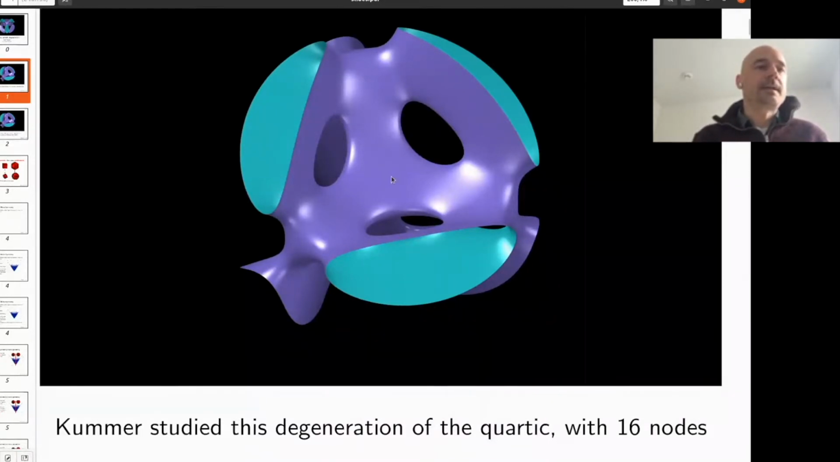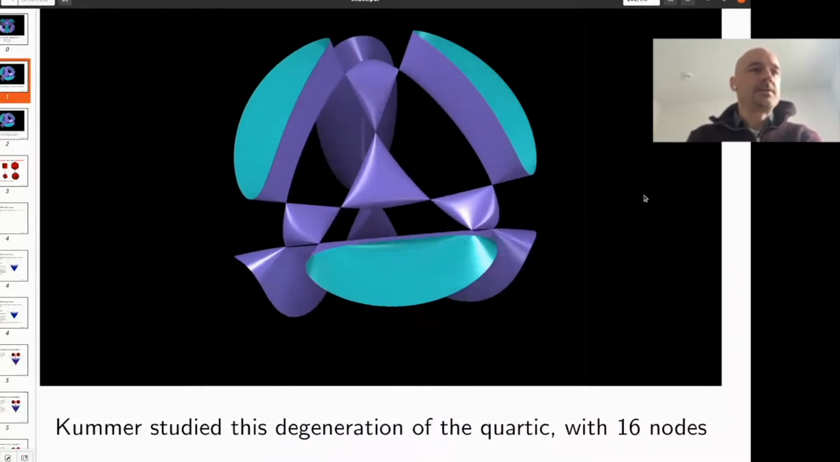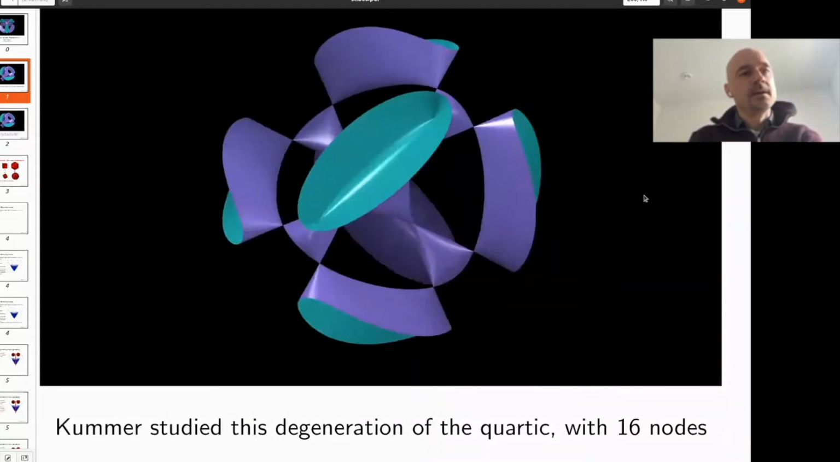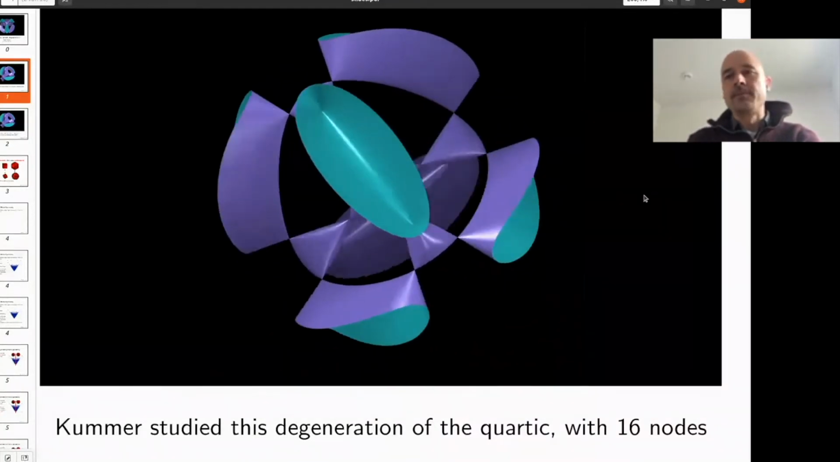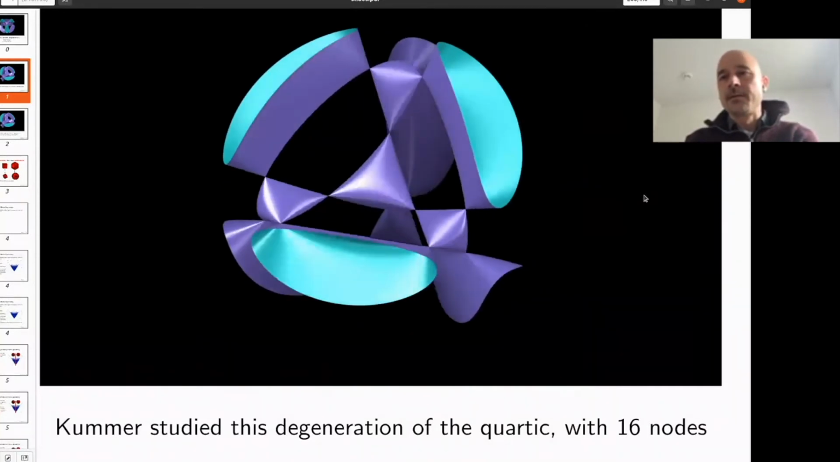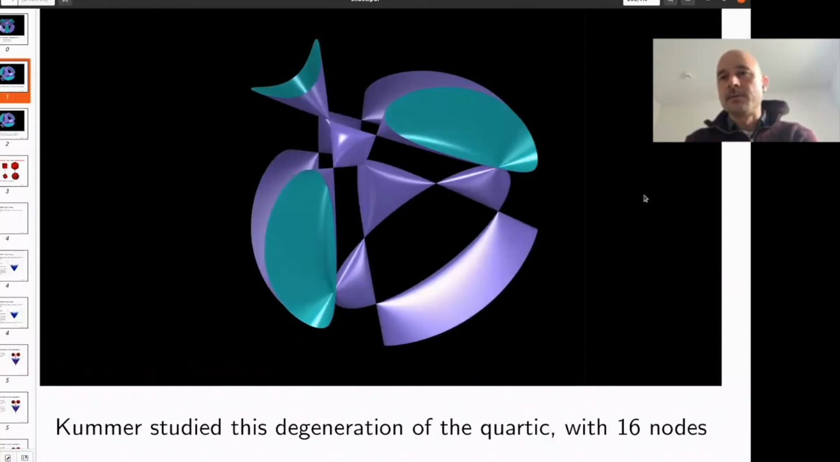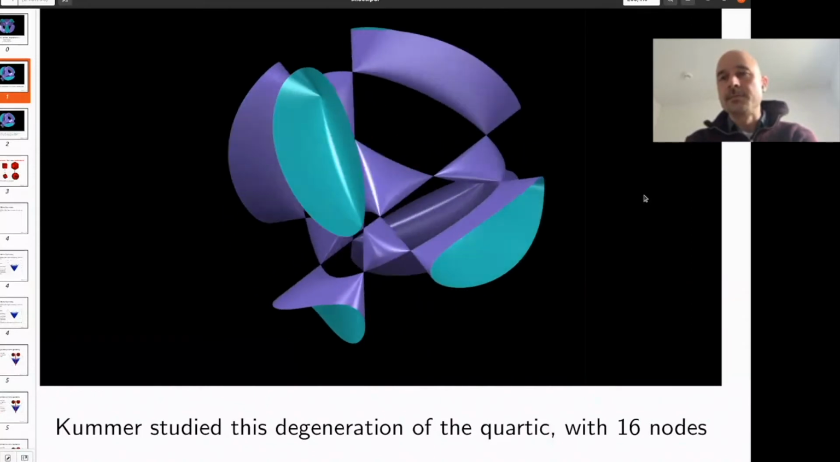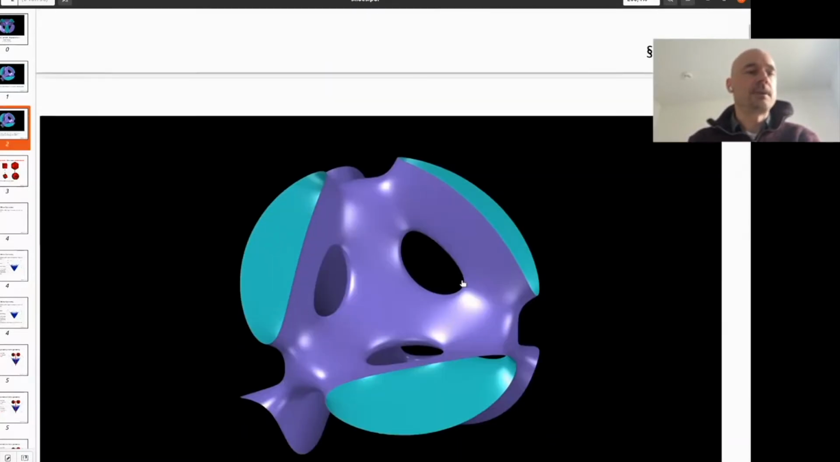So it's a quartic, and Kummer studied this quartic, and he studied this particular degeneration of a quartic, where you see it acquires 16 nodes. See the nodes here. If you count them, there are these 4 little tetrahedra that you see, and each of them has 4 nodes, and then some meet each other. So it should be 16 in total. And this is known as the Kummer surface, and these surfaces with 16 nodes. There are many different ones, can look very different. It's quite interesting to look at all of them.